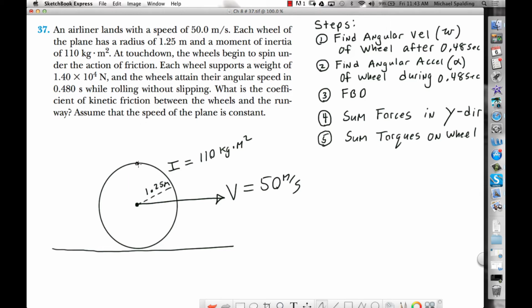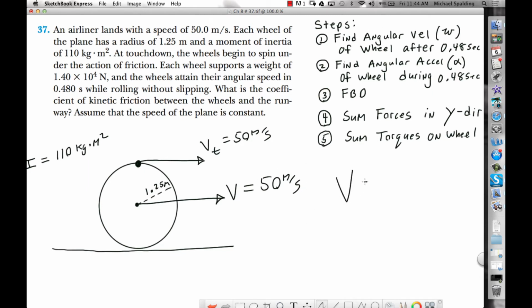Okay. How about a point on the perimeter of the wheel? How fast will a point on the perimeter be moving? 50 meters per second. Hold on, let me move this eye. Get this eye out of the way. Come on, eye, you're in my way. We'll scoot this guy. Get over here. There we go. Okay. So a point on the perimeter, once the wheel starts spinning, is going to have a tangential velocity of 50 meters per second. Make sense?